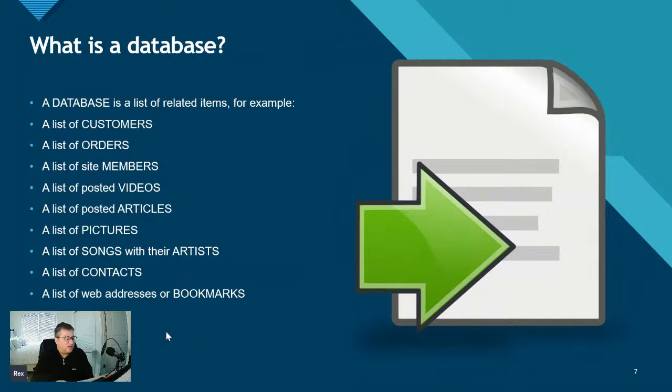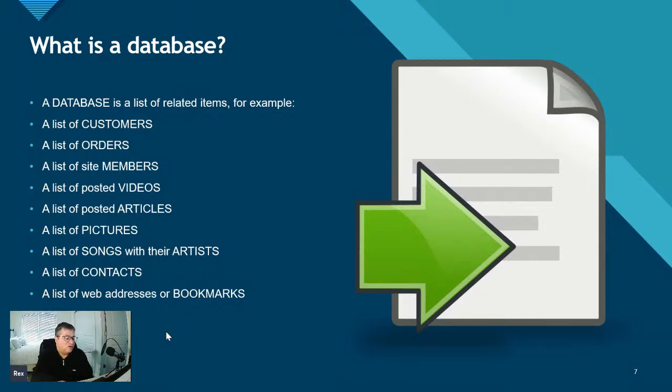So what is a database? For example, a list of customers, a list of orders. Customers place orders, for example, on Amazon. A list of site members. Patreon has members, for example. A list of posted videos, YouTube. A list of posted articles, Facebook.